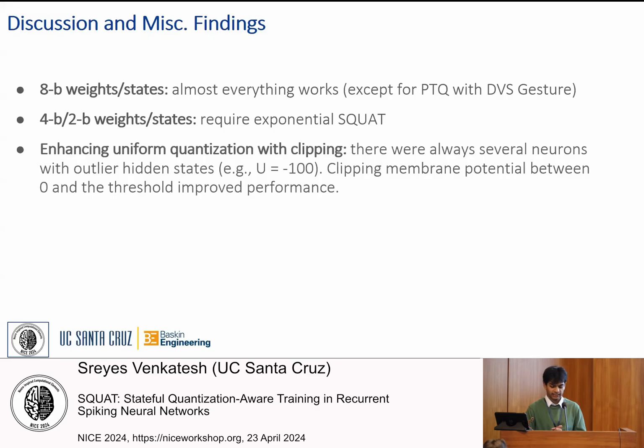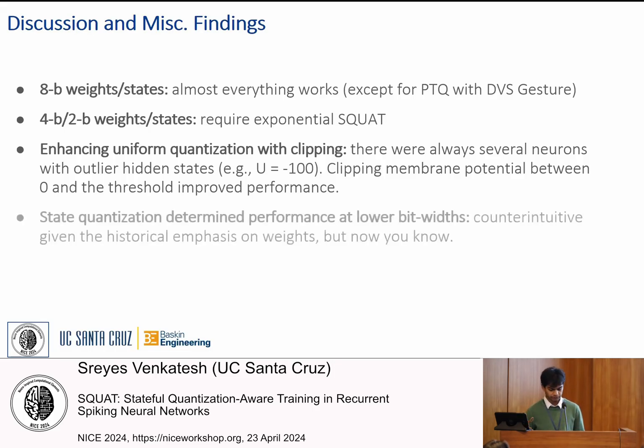Another thing we found was that enhancing uniform quantization with clipping is definitely something that we should look at, in that the user can set the maximum and minimum membrane potentials when choosing to quantize their network. There are default values for this. However, we found that during the training and testing process, there were large outliers of, say, membrane potentials reaching, say, -100, -1,000 that were largely disrupting our network. So by clipping those values so that the minimum possible value would be 0, and the maximum possible value would be around the threshold or slightly above the threshold, we found that that greatly boosted performance.